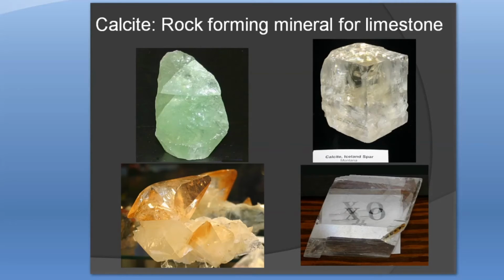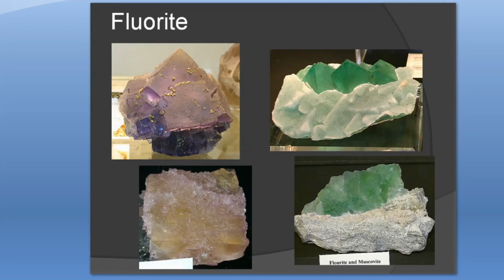Calcite is a rock-forming mineral; it is basically the main mineral of limestone. And you can see the green and then the doubly refractive crystal on the lower right. I've shown you those already, but these are examples of calcite, which is the main mineral that forms the rock limestone. Fluorite is another important ore.